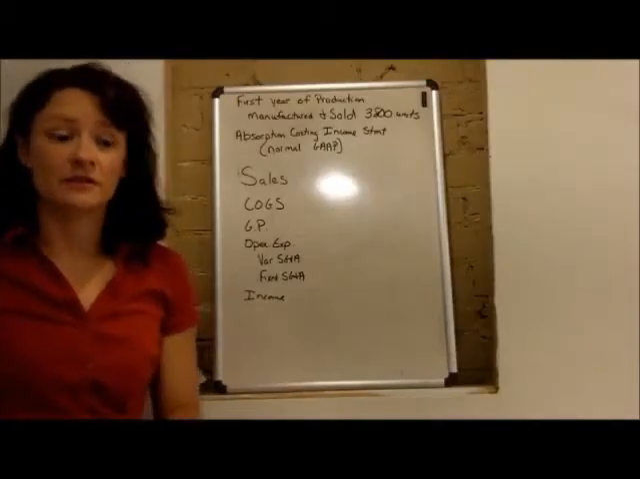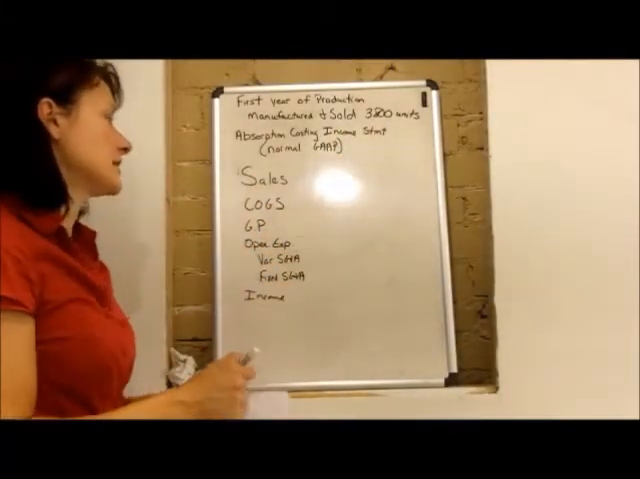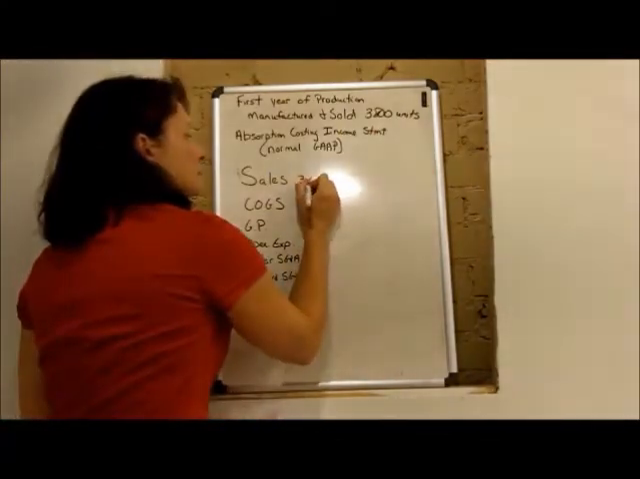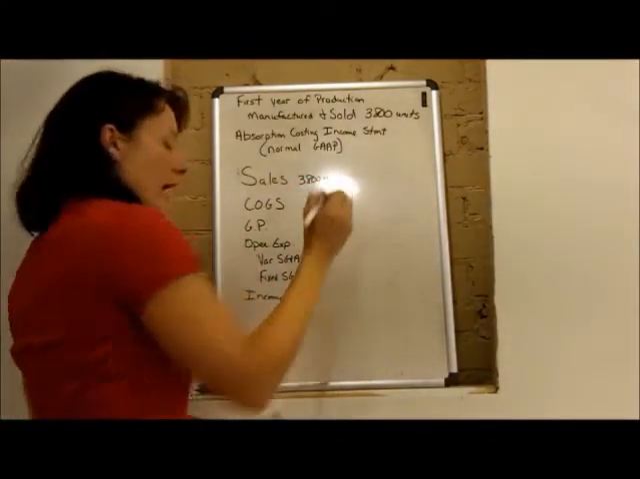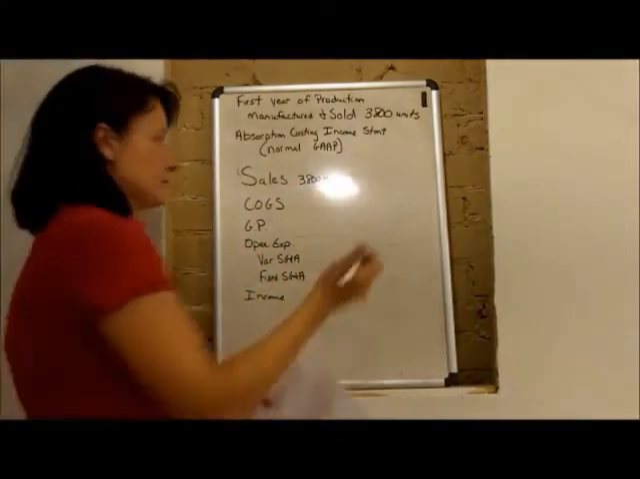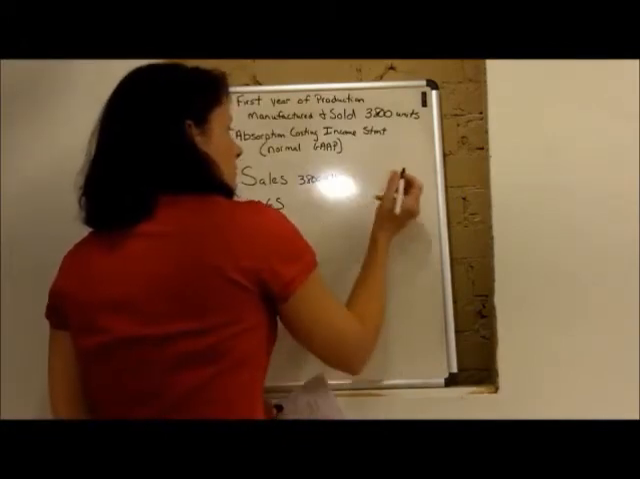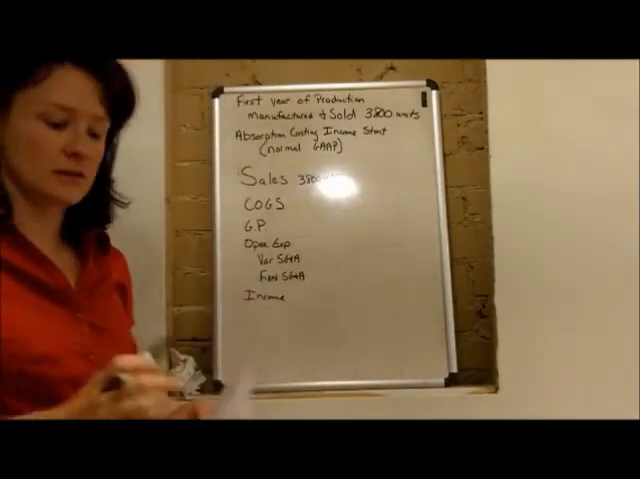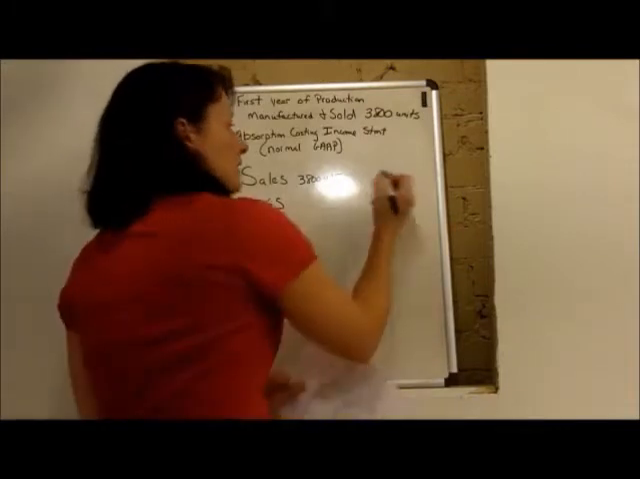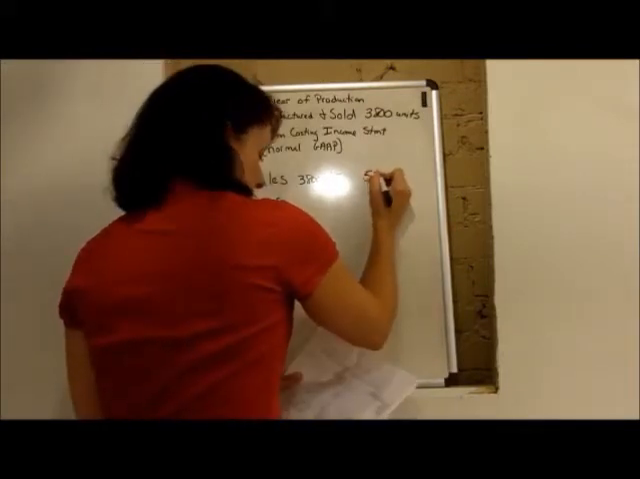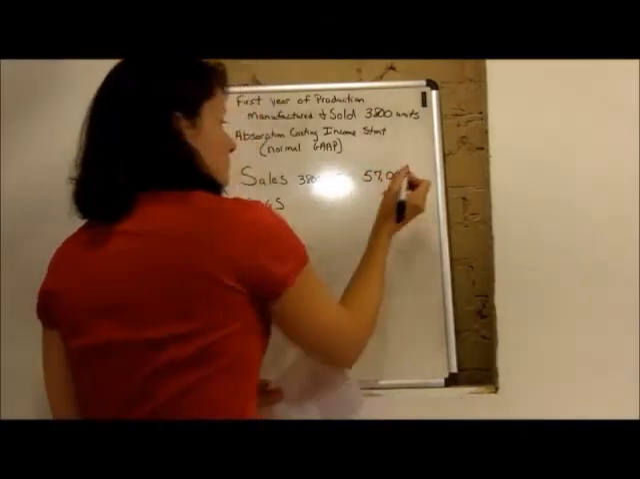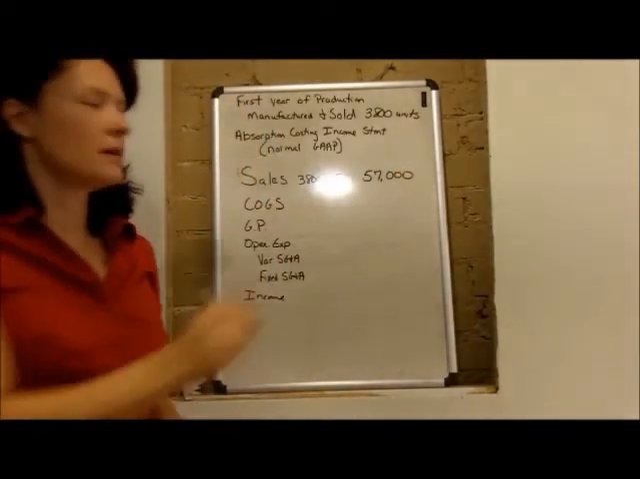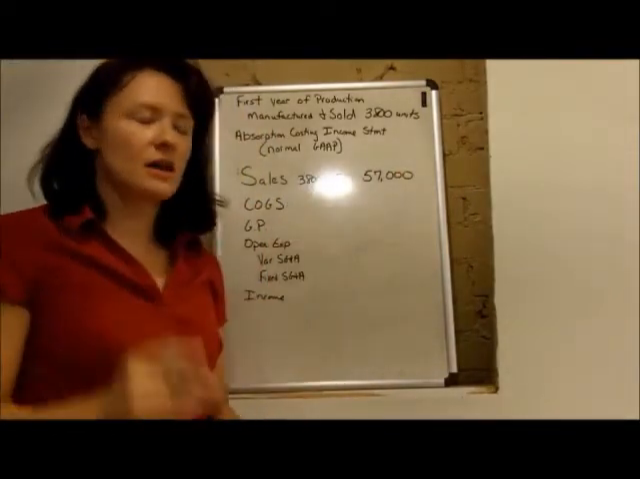We're going to ignore income tax effects at this point in time. So we start with sales. They sold 3,800 units at $15 per unit. That will give them sales revenue of $57,000. Now what about cost of goods sold? Let's talk about cost of goods sold for a second.